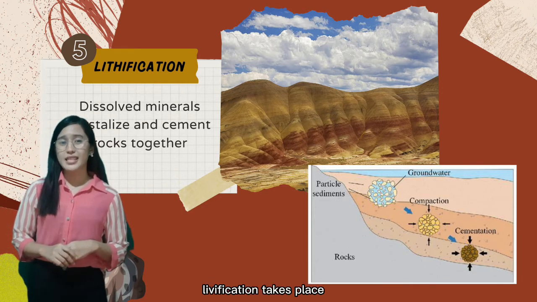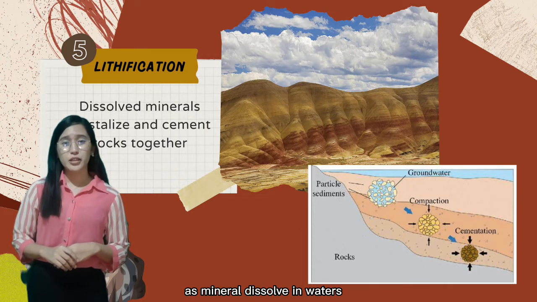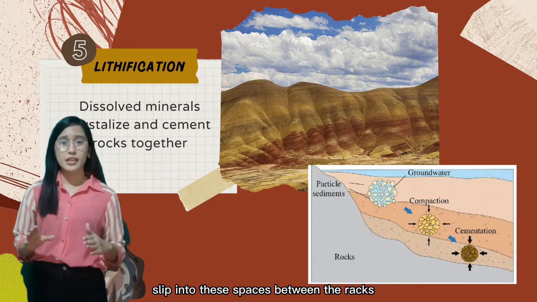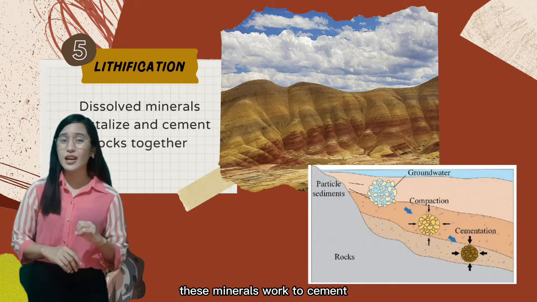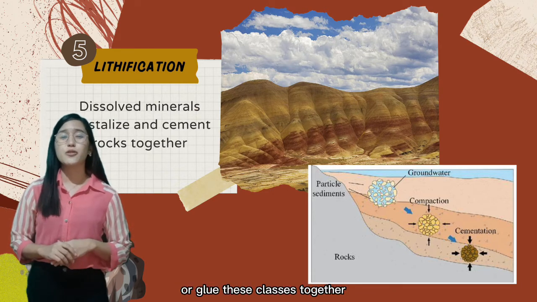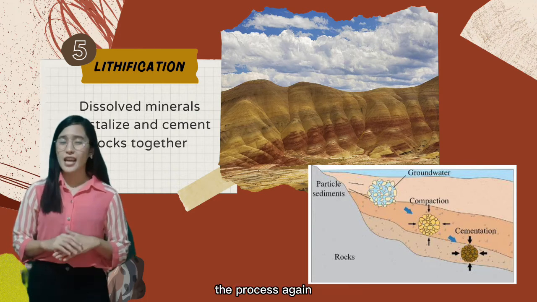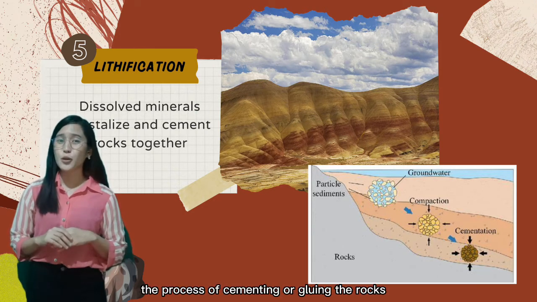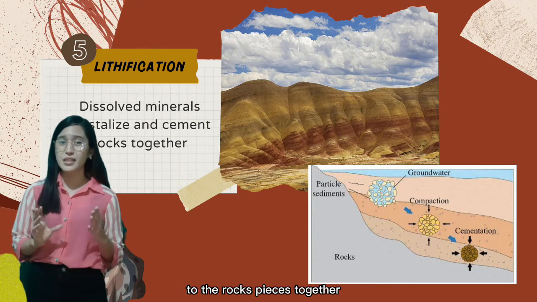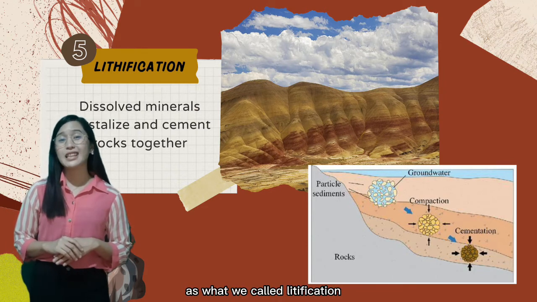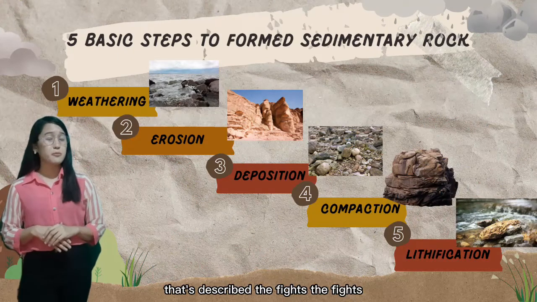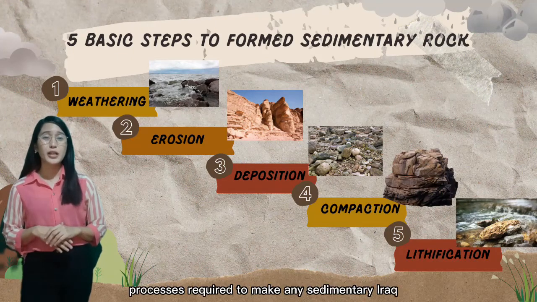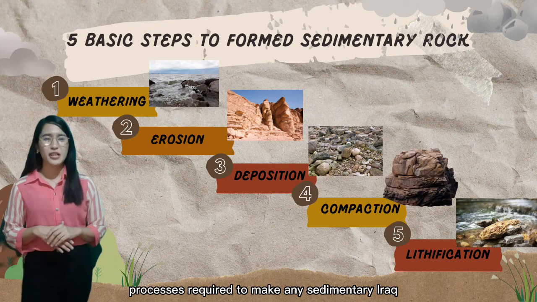This will lead us to our fifth and final step, which is lithification. Lithification takes place as minerals dissolved in water seep into the spaces between the rocks. These minerals work to cement or glue these clasts together. The process of cementing or gluing the rock pieces together is what we call lithification. That describes the five processes required to make any sedimentary rock.